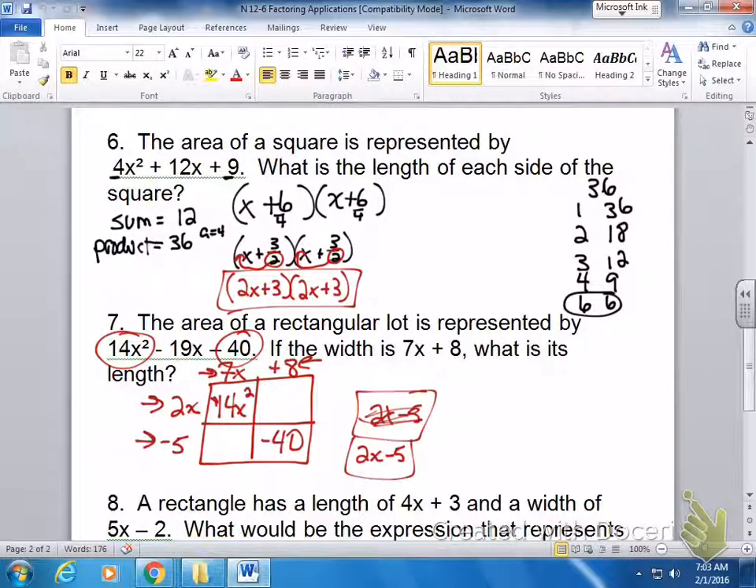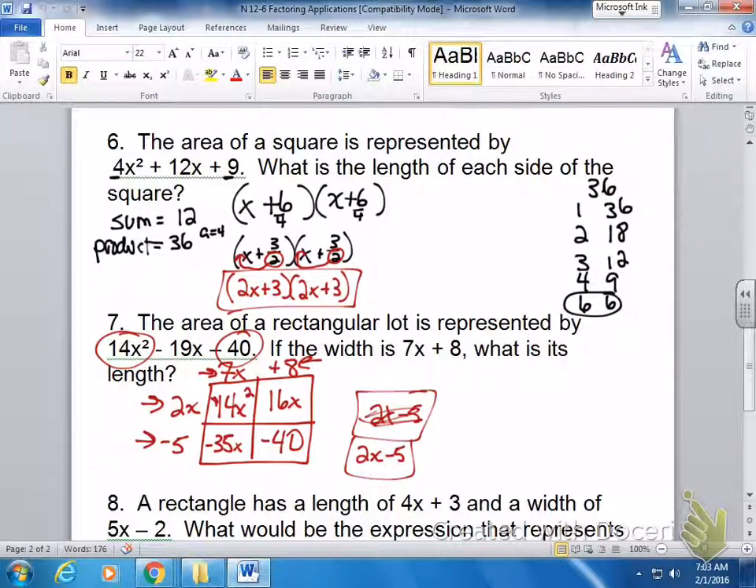We could check that, of course, by doing 2x times 8 would give me 16x. 7 times negative 5 would give me negative 35x. And if you combine those, we would get what we want, the 19x. All right. So if you're having trouble with that box method, I know it's been a little bit, just come and talk to me. Of course, you could always go back and break it down the way we've been doing it also. Make sure 7x plus 8 is one of your factors.